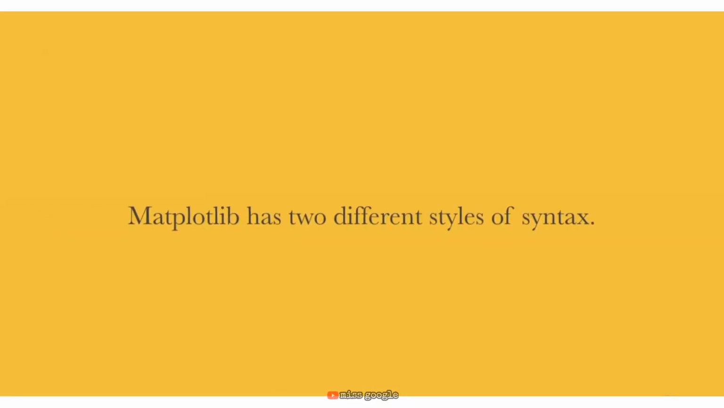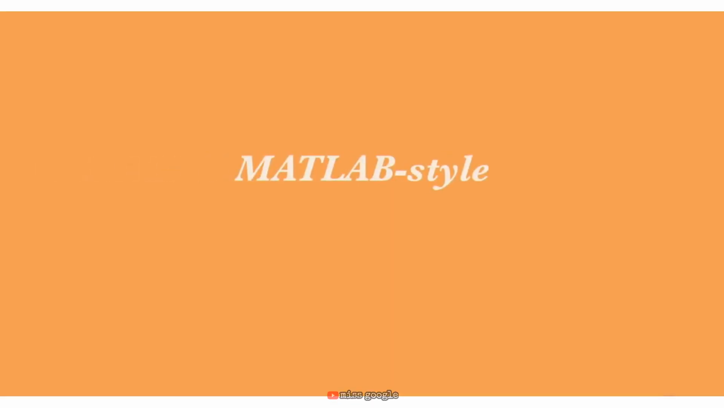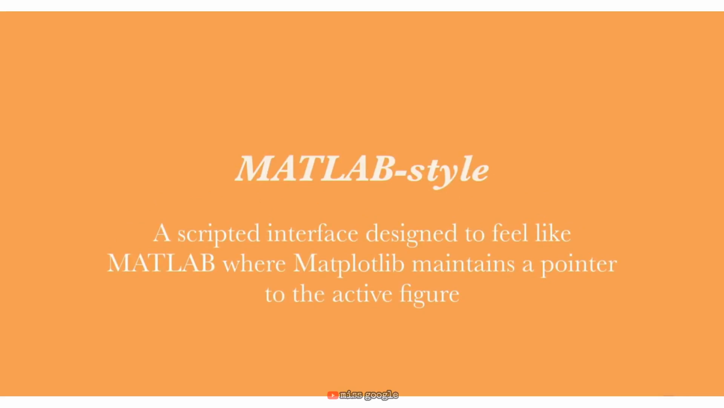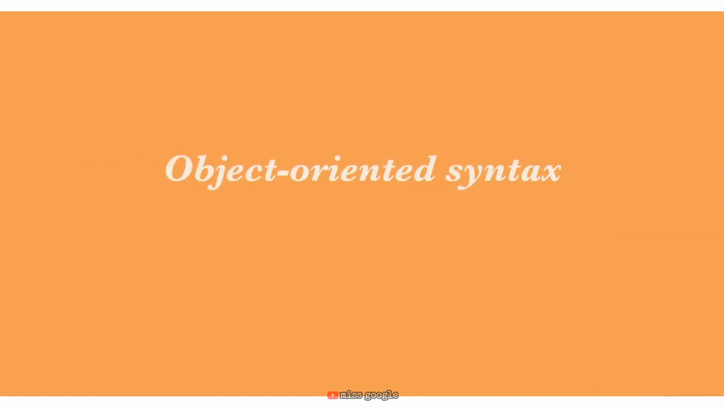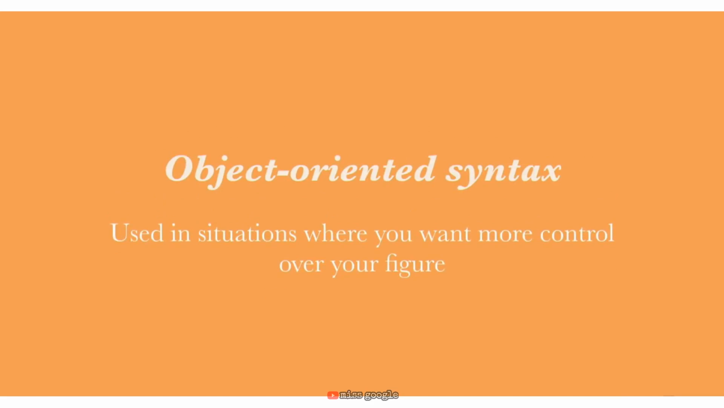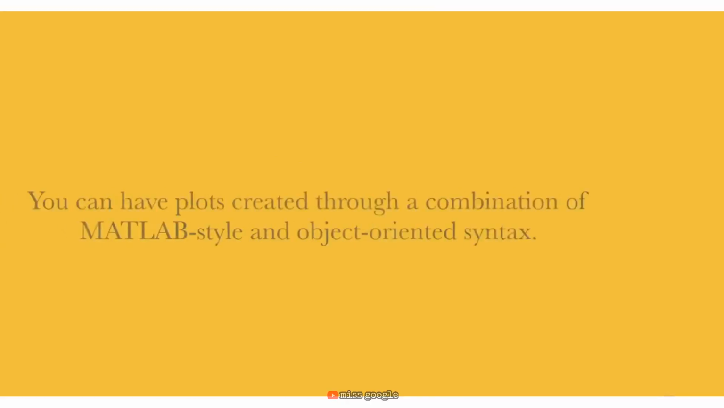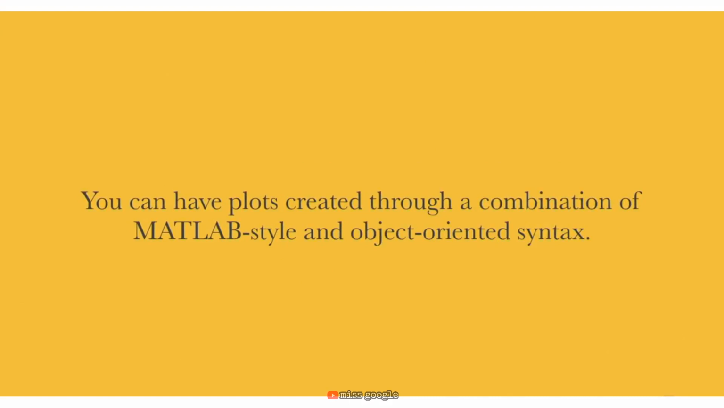A potentially confusing part of the Matplotlib library is that it has two different styles of syntax. There's the MATLAB style, and this is a scripted interface designed to feel like MATLAB, where Matplotlib maintains a pointer to the current figure and sends commands to it. There's the object-oriented syntax, and this is more often used in situations where you want more control over your figure. An important note is that you can and often will have plots that will be created through a combination of the MATLAB style and the object-oriented style.